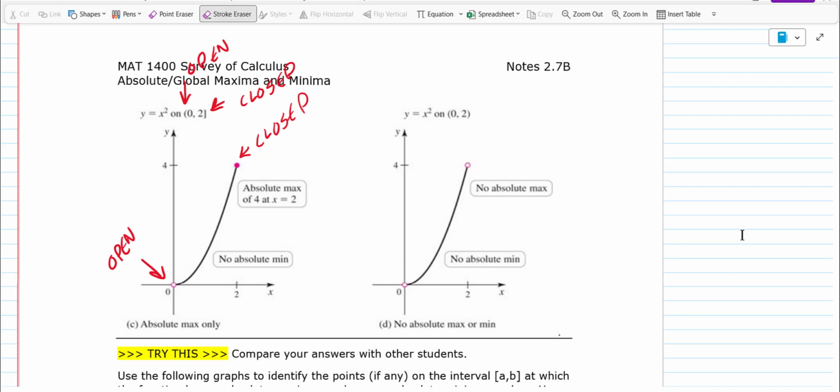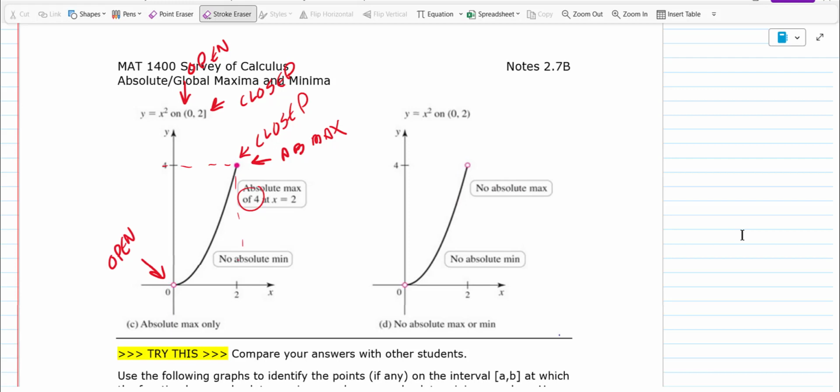Okay, that's what that means. So what you would have in this case is an absolute max. That would be the absolute highest point, that has a y value of 4 when x is equal to 2. So you usually just say, give me the y value, then the x value like that. That's how you name that.